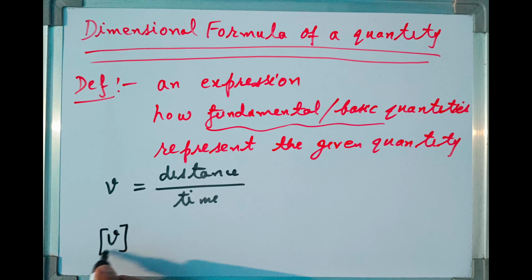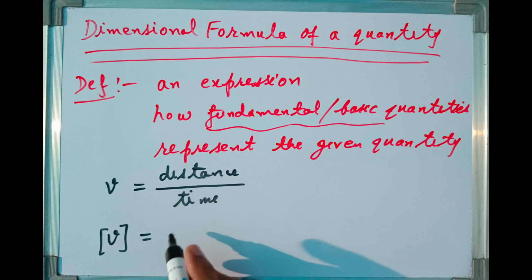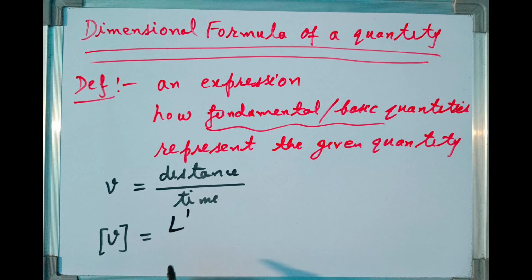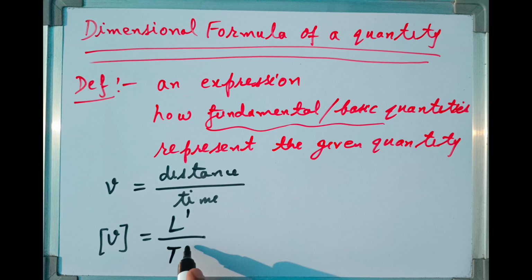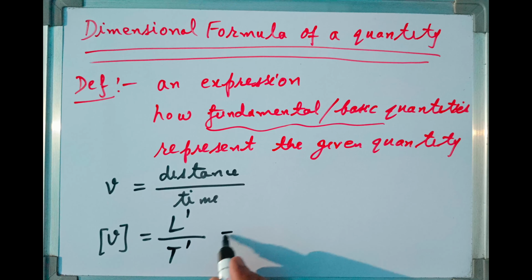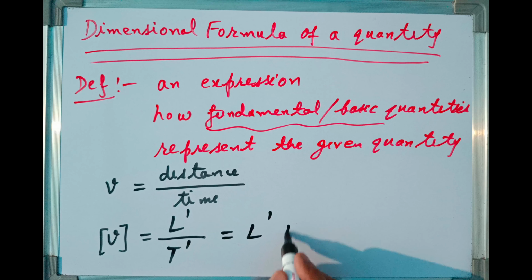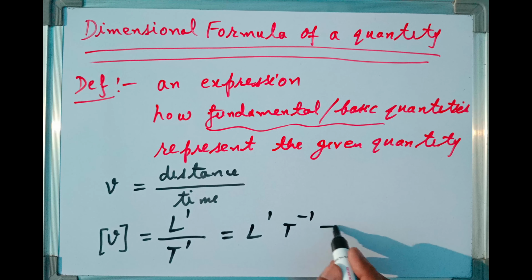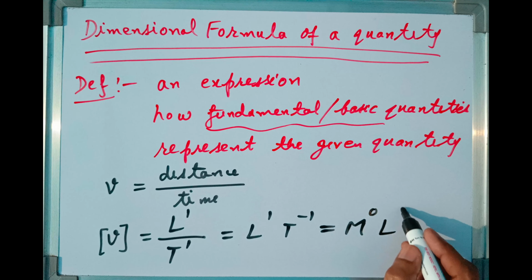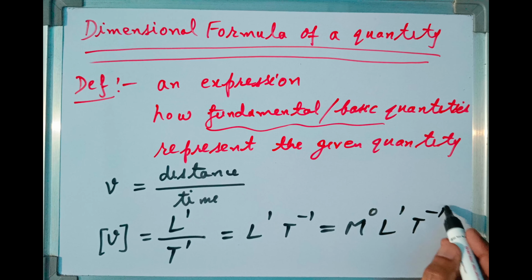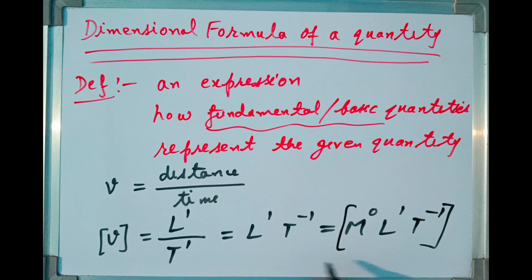It is a tradition to represent dimensional formula with this type of brackets. Now, distance can be represented as length raised to power 1, and time can be represented as time T capital raised to power 1. I can rewrite this as L1 T minus 1. Further, I can mention mass raised to power 0, length raised to power 1, time raised to power minus 1. This result is nothing but dimensional formula of speed.